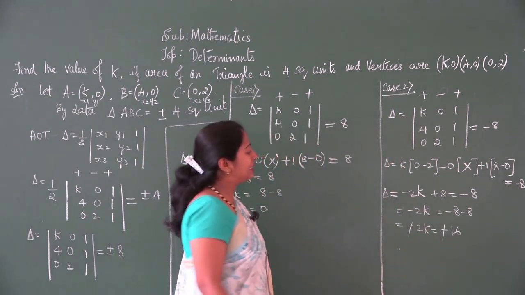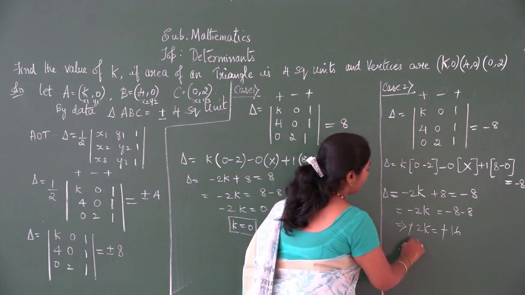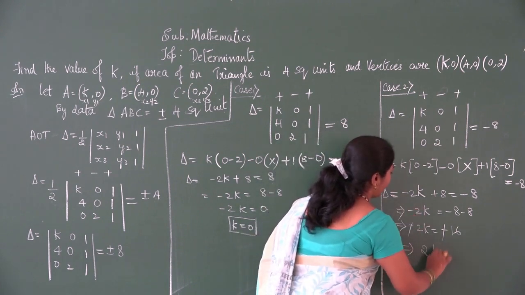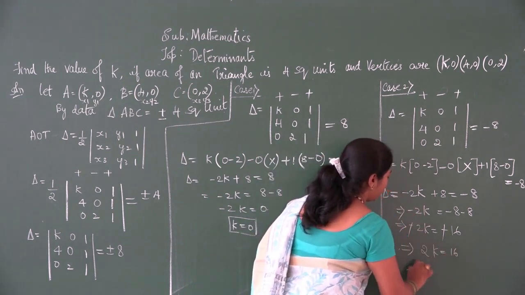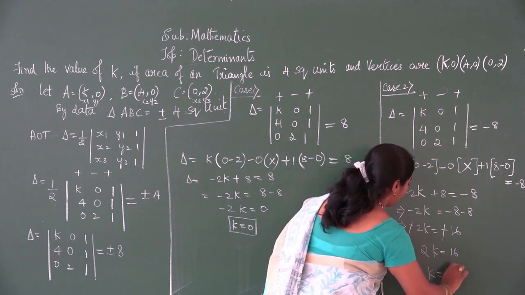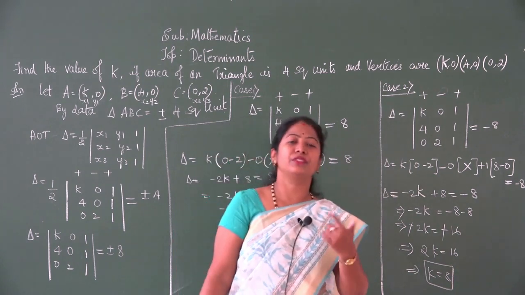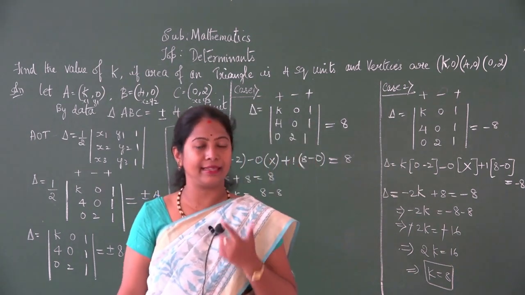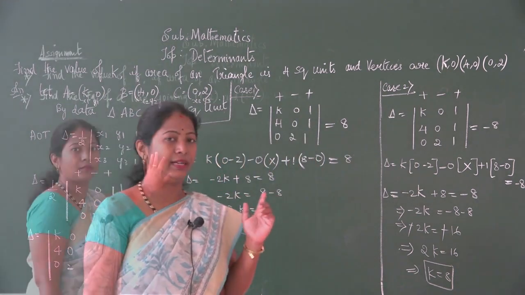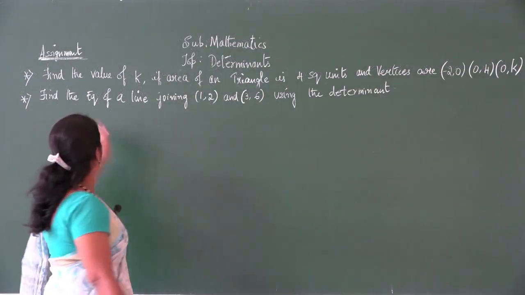Minus 2k is equal to minus 16. Minus minus get cancelled, implies what? 2k is equal to 16 implies k is equal to 8. This is the value of k when we consider the area of a triangle to be minus 8. So, this is the required answer. Moving on to the next problem.